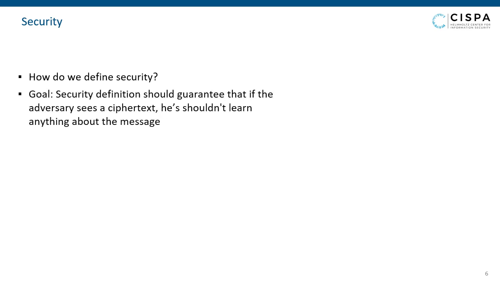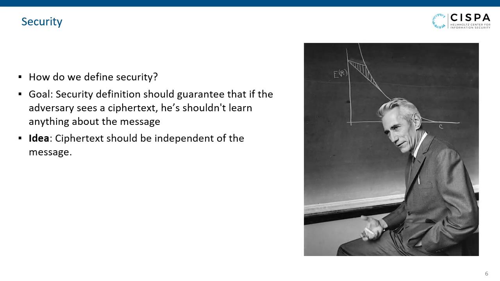Now let's turn to the problem of defining security. How should we go about this? Looking back to the lessons we've learned from historical ciphers, we want that if you see a ciphertext, you shouldn't learn anything about the message it encrypts. In the last lecture, we've seen the concept of independence of random variables. And this was Shannon's idea for defining perfect secrecy or perfect security. The ciphertext, as a random variable, should be independent of the message as a random variable.